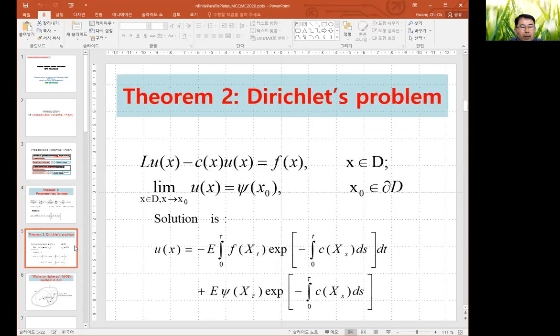Also, there's another algorithm for the Dirichlet boundary value problem. Here, L is the same differential operator. If you have that boundary value, you can solve the differential equation using this solution form at the point x inside the domain. Also, this solution is given by the diffusion process x.